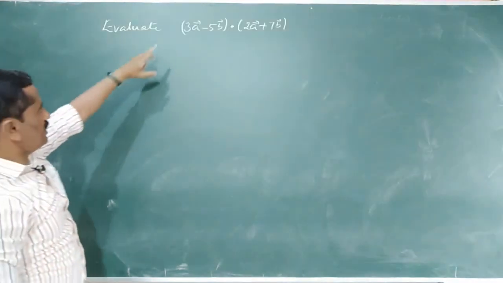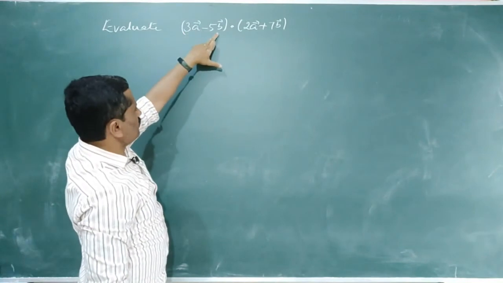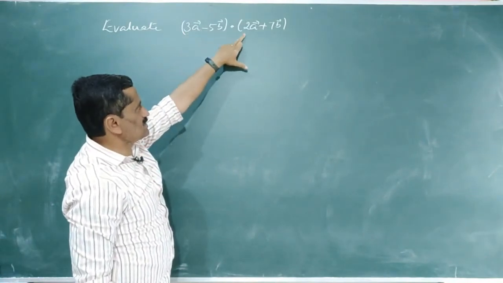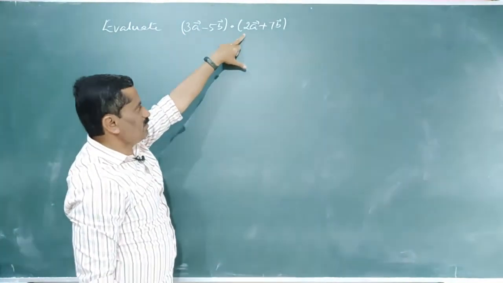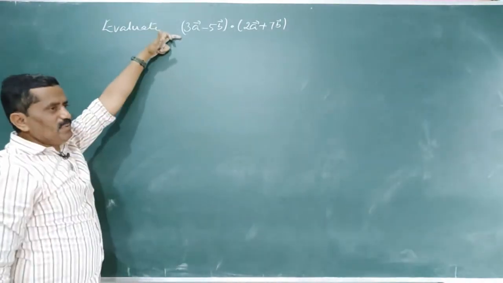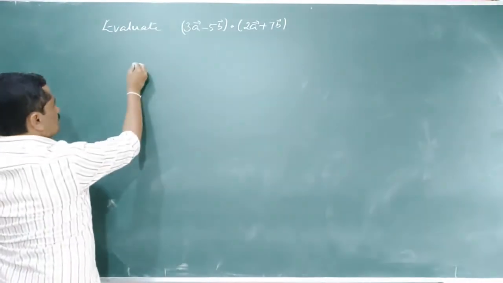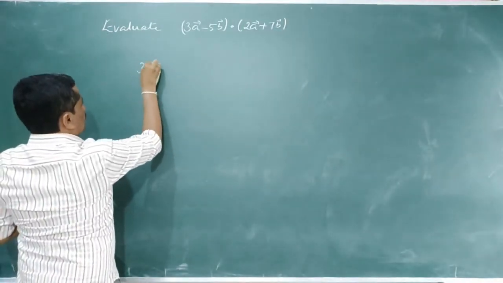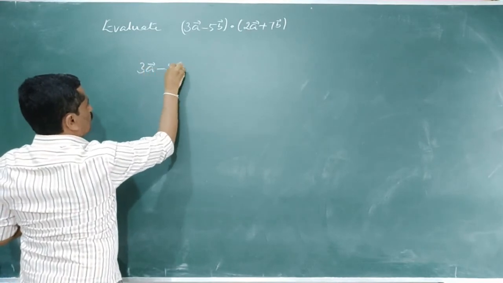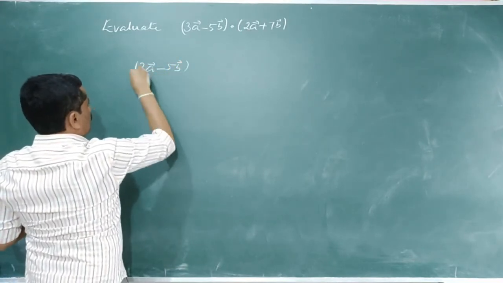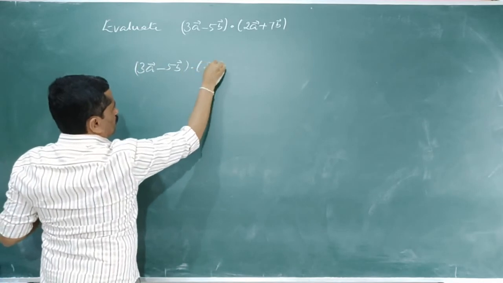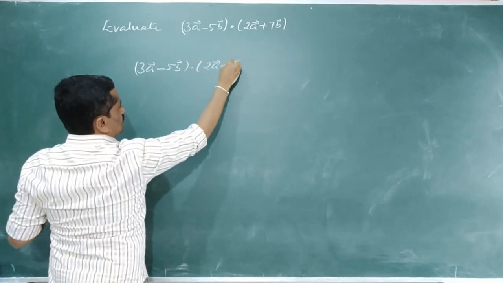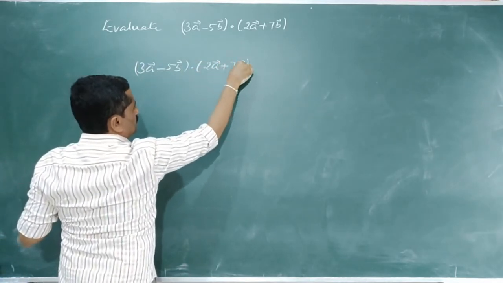Next, evaluate 3a bar minus 5b bar dot 2a bar plus 7b bar. Evaluate means we have to find the value of this. Therefore that is 3a bar minus 5b bar dot 2a bar plus 7b bar.